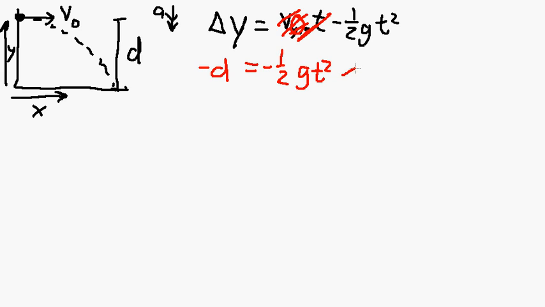So that means, let's multiply both sides by 2, and then divide both sides by g. So this is 2d over g on this side, and that equals t squared. So I'm just going to square root over here instead of writing the squared there. And that should be our time. So that's part A.